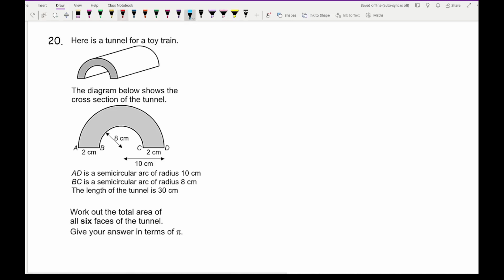So let's start by labeling these. So I've got A, I've got B, I've got C, and I've got this is going to be a D, and this is going to be a D. Now in terms of the area of A, well, that's going to be this shaded area here. And that is the sort of area of the big semicircle, take away the area of the small semicircle. So it's going to be pi times the radius of the big semicircle, which is going to be 10 basically.